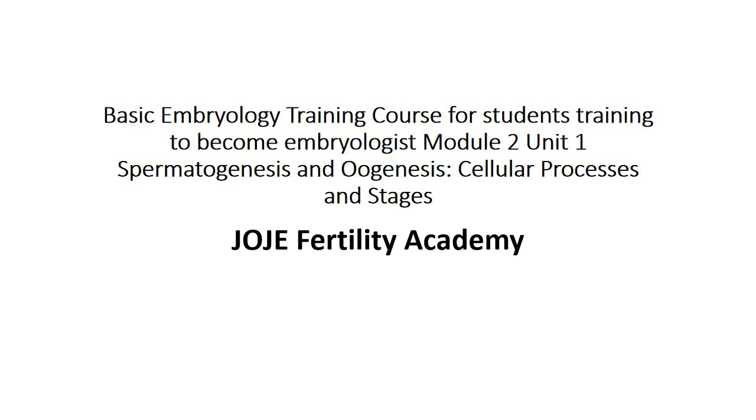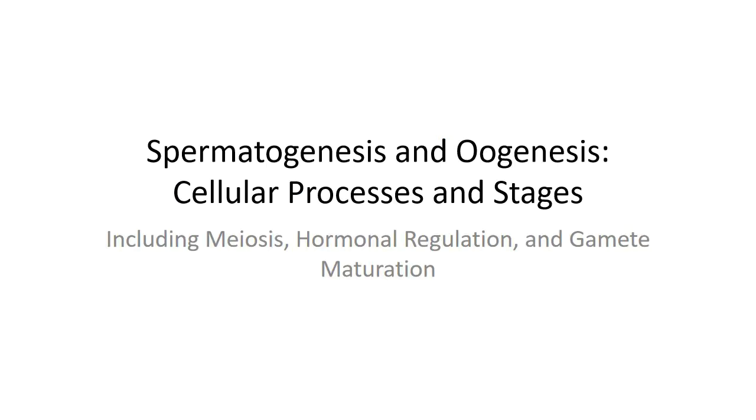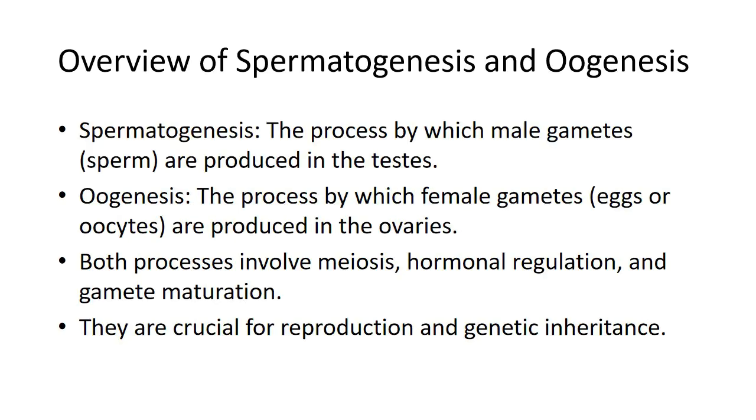Spermatogenesis and oogenesis, cellular processes and stages. Spermatogenesis and oogenesis are the processes of gamete formation in males and females, respectively. Both involve complex cellular processes, including meiosis, hormonal regulation, and gamete maturation. These processes ensure that sperm and eggs are produced and mature properly for fertilization and successful reproduction.